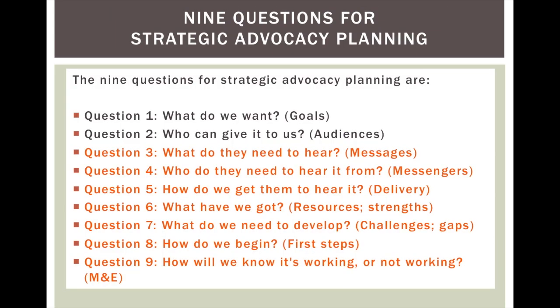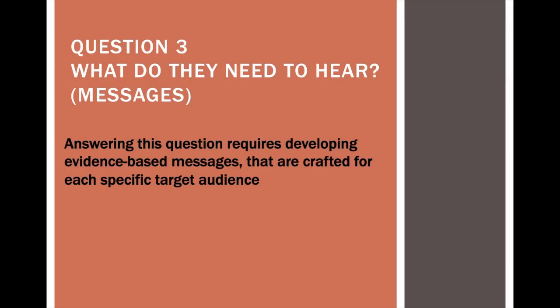This unit is a continuation of Unit 2. In Unit 2, we had covered Question 1 and Question 2 of the 9 questions model of strategic advocacy planning. In this unit, we will be covering the remaining questions 3 to 9. Let's start with question 3. What do they need to hear?